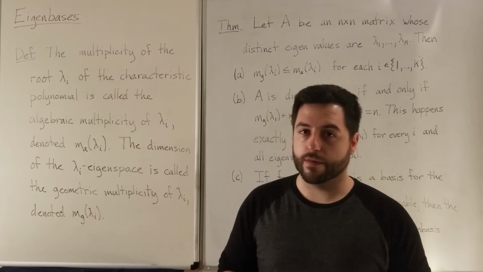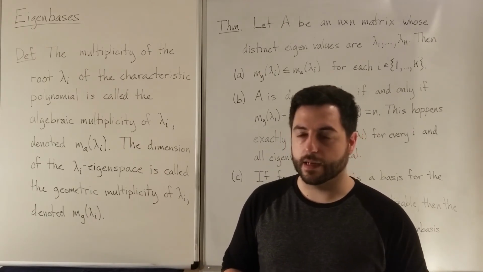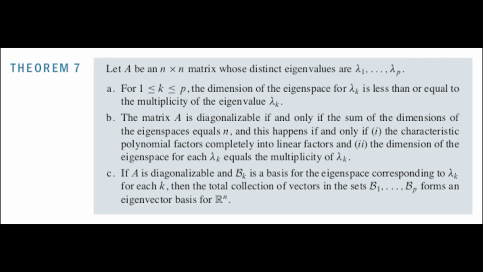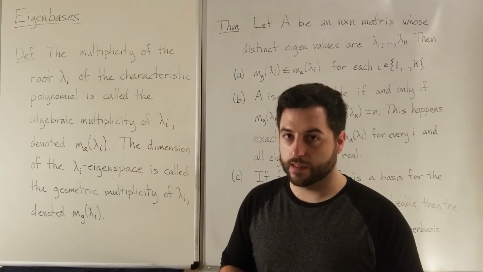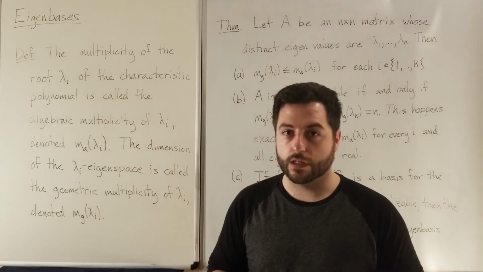Now I want to talk about an important theorem dealing with diagonalizability. This theorem is Theorem 7 from section 5.3 in the book, and it tells us basically the classification for when a matrix is diagonalizable in terms of some fairly tangible things. So I've decided to reword this, and to start out with, we're going to look at a definition.